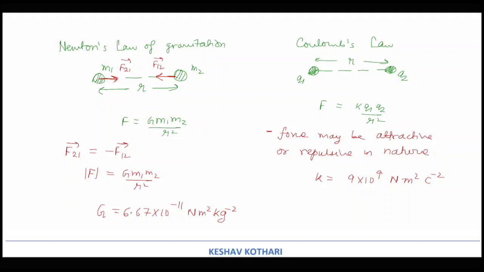So the value of the electrostatic force constant, that is the Coulomb constant, is much larger than the gravitational constant. And the large value of the electric force constant means that the interaction of even relatively small charges can produce significant force, which we have already seen. So this is the basic comparison between the two equations which we have.